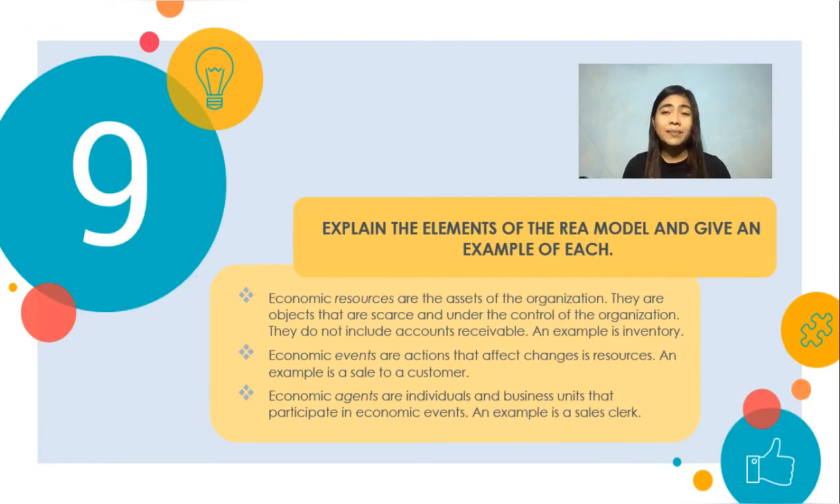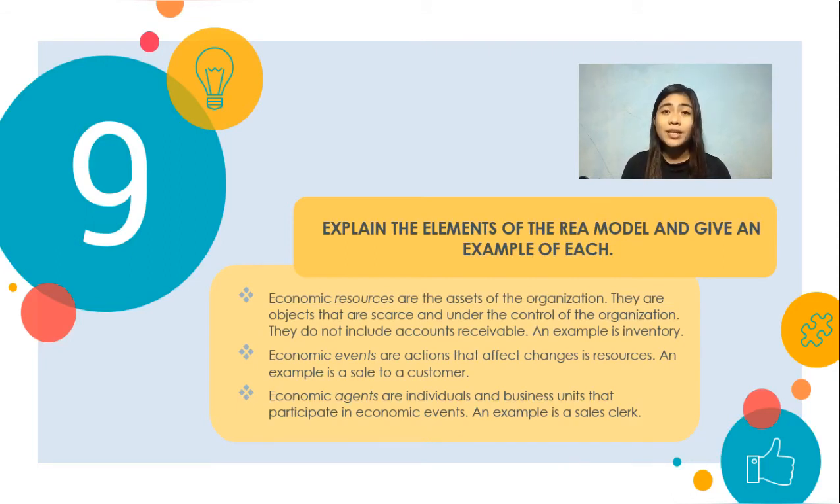So there are three elements of the REA model, namely the economic resources, economic events, and economic agents. The economic resources are the assets of the organization. They are the objects that are scarce and under the control of the organization. They do not include accounts receivable, and an example of this is an inventory.